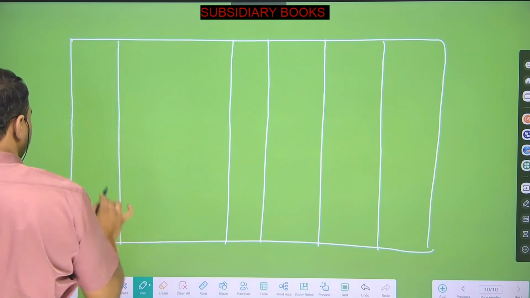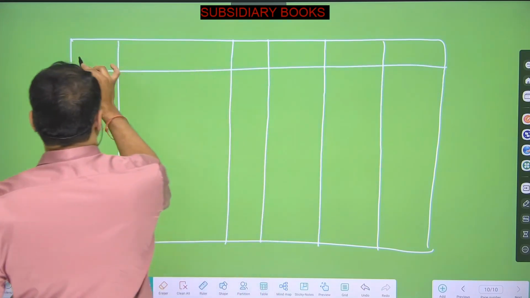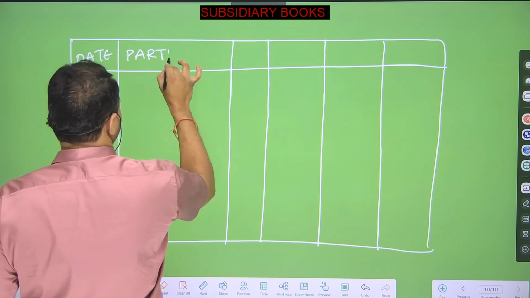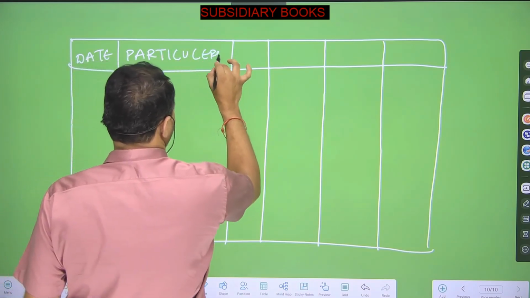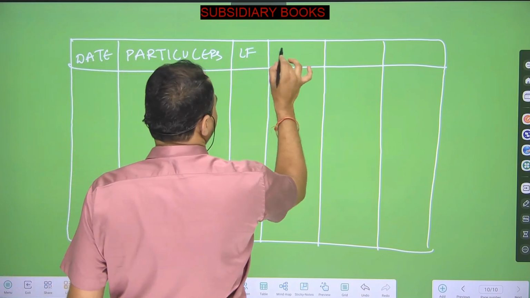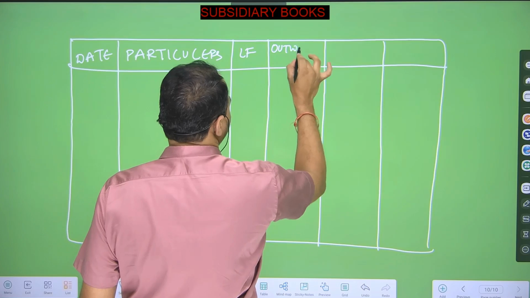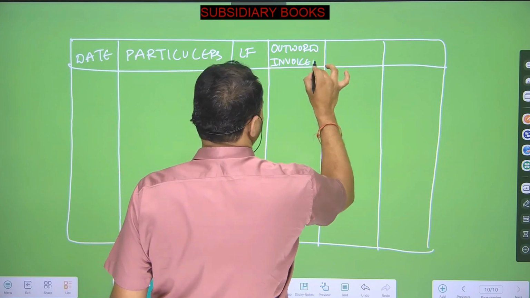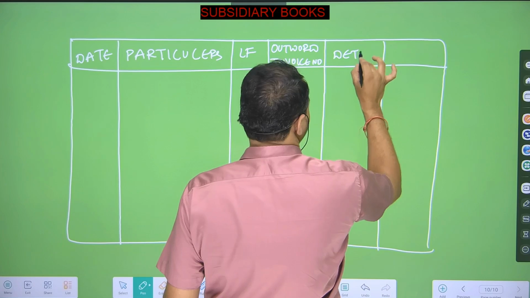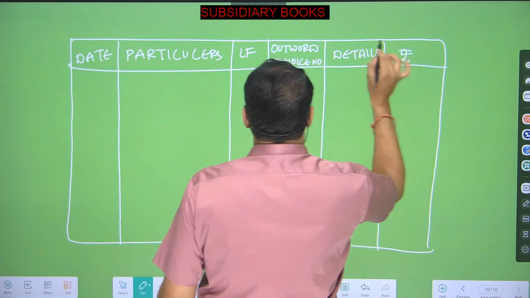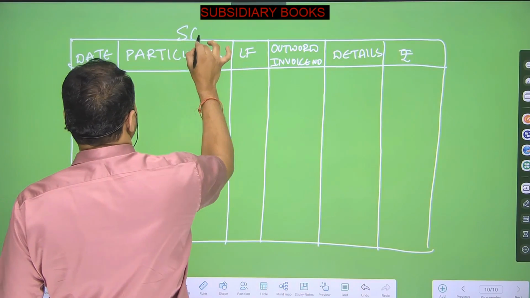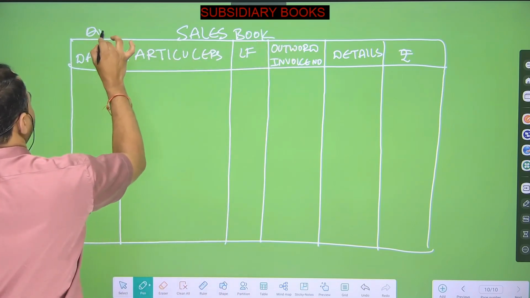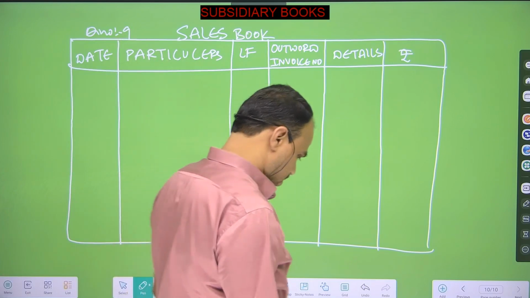So you know how many columns you have to draw. You have to remember all this. One is date, particulars, next LF, outward invoice number, I already told you, outward invoice number, details, and the amount. So what we have to write here is the heading, sales book. This is sales book, question number 9.